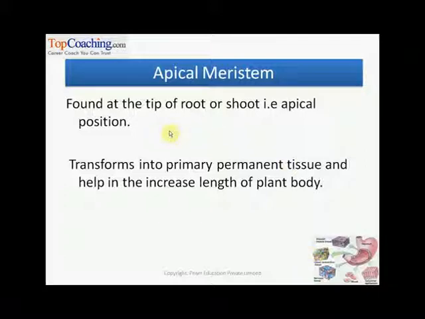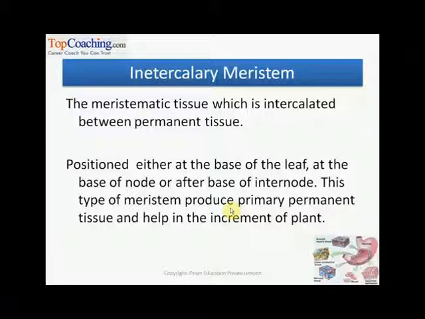So, apical meristem is found at tip of root or shoot, which means apical position. It is the apical tissue which helps the plant to increase its length. The next one is intercalary meristem. The meristematic tissue which is intercalated between permanent tissue is known as intercalary meristem. So it is positioned either at the base of the leaf, at base of a node, right?